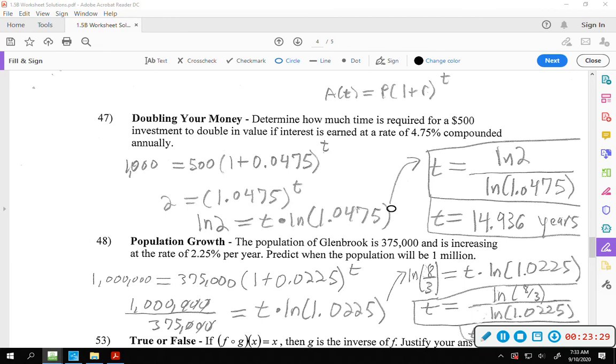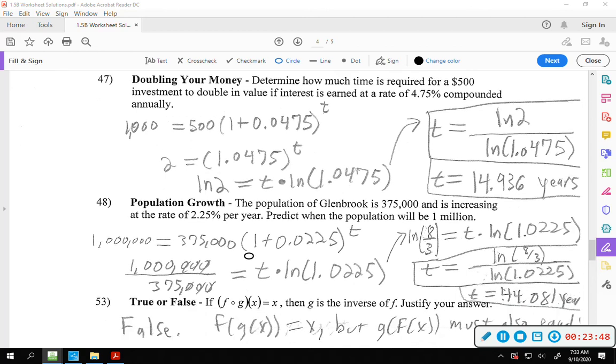Remember, this is just a number. It's really the numerical coefficient of t. Divide both sides by the natural log of 1.0475. This is the analytical answer. When you type it into your calculator, you should get 14.936 years.